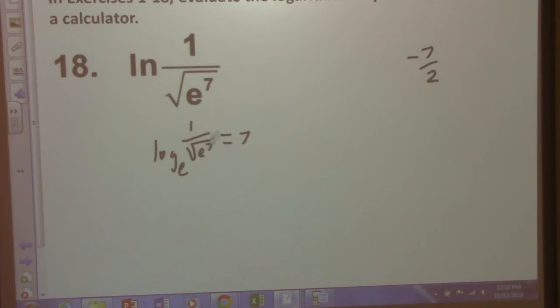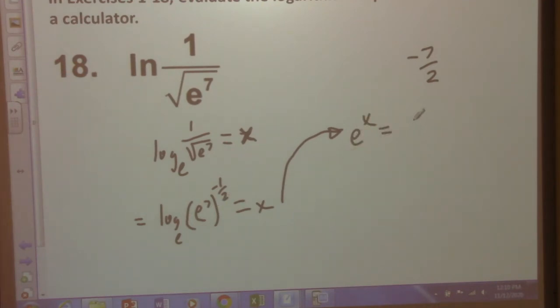Okay, so you would say this is going to be log base e of e to the 7th to the -1/2. Is that what you're saying, Nicole? Yeah. Okay, and that's supposed to be equal to x, right? So I'm just going to come over here. So we have e to the x equals e to the 7th power to the -1/2. And so we get e to the x equals e to the -7/2. So x equals -7/2.